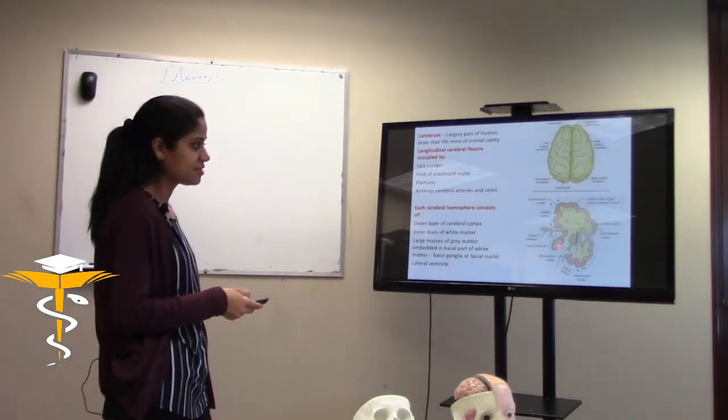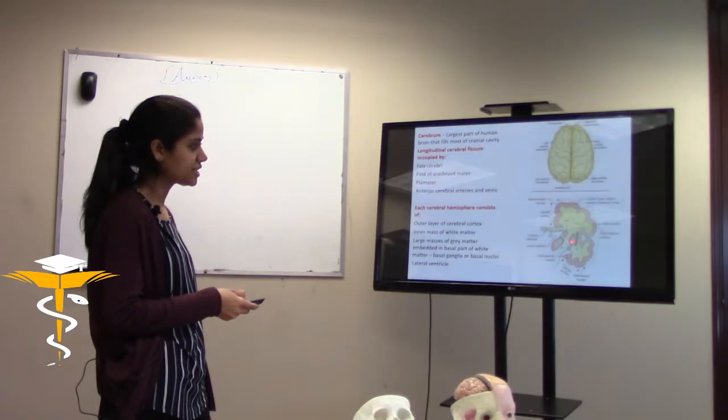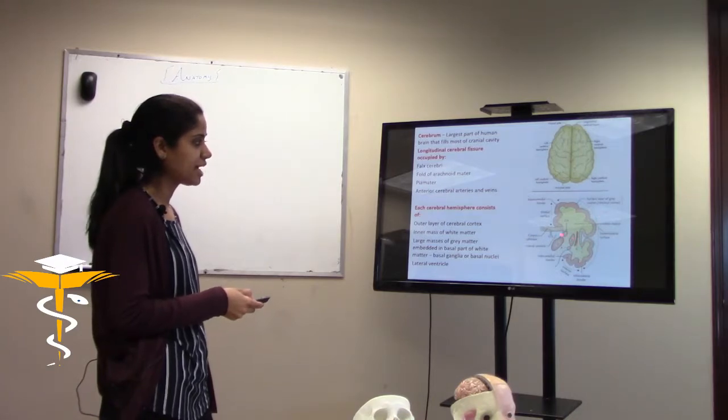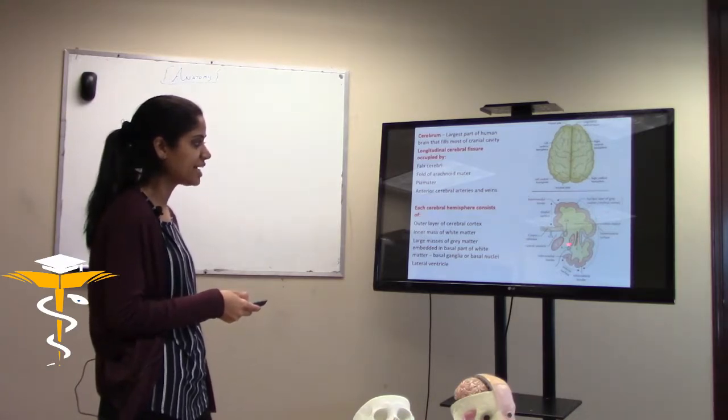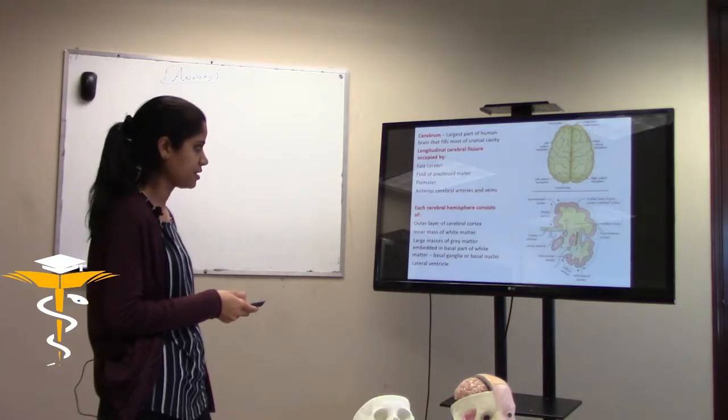Besides that, this white matter also contains some nuclei, which is again the aggregation of the cell bodies. And these nuclei are named as thalamus, lentiform nucleus and putamen. These are the main nuclei present within the white matter of cerebrum.